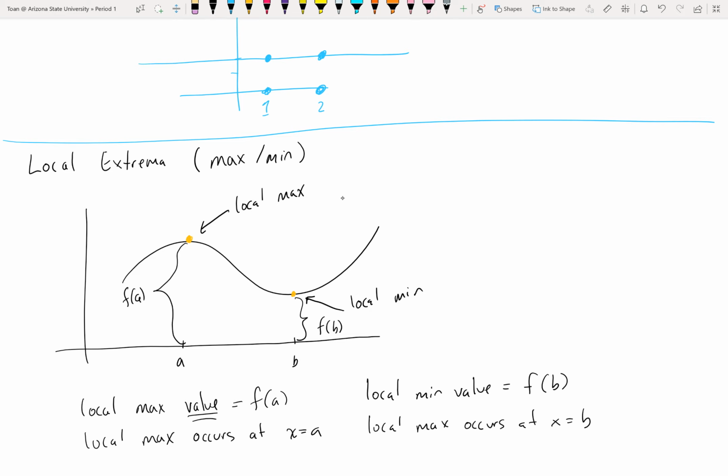So if you don't specify local max value, it will be the x value. If I use the word value, I want the y value. Okay. So the key phrase there is value. Okie dokie.